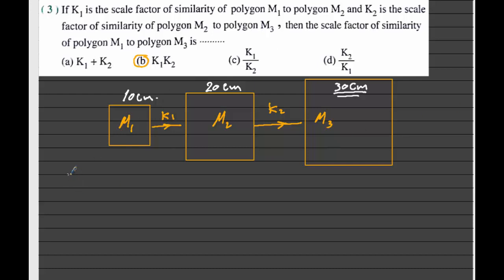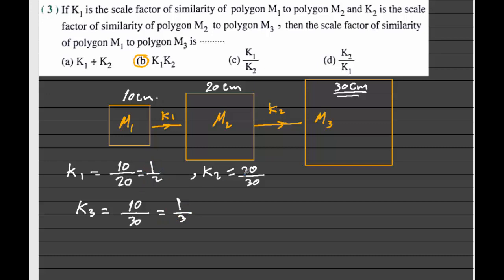So K1 equals the length of the side of the first polygon M1, 10, divided by 20, the length of the second polygon. And K2 equals 20 over 30. Now we want to calculate K3, the scale factor of M1 to M3, which equals 10 over 30, which equals 1 over 3. Here K1 is equal to half. Here K2 is equal to 2 over 3 in the simplest form.